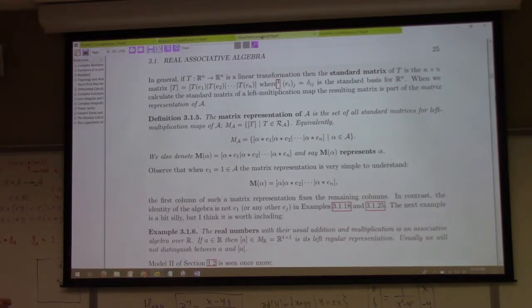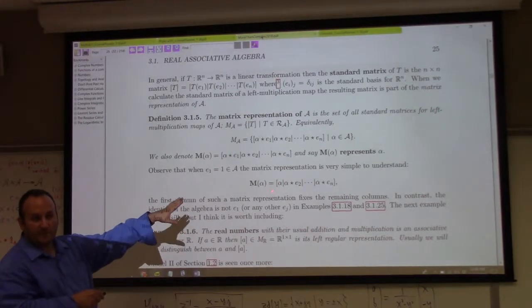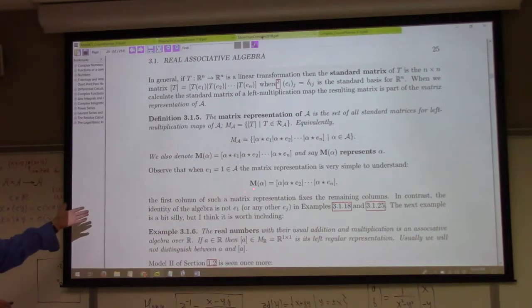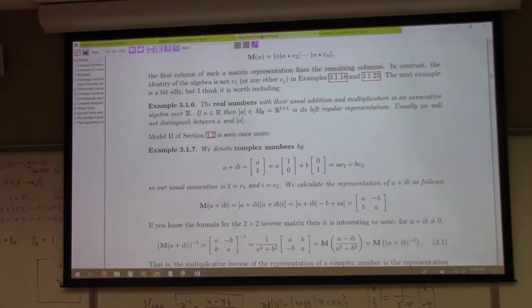All right. So the nicest case, in fact, in all the examples I wrote on the board so far, the identity for the algebra was the first standard basis element. So like (1, 0, 0, 0) is equal to 1. In that case, the first column in the regular representation is just the number that we're representing. And so the representation you calculate just like this. It's very simple. A stupid example is 3.16, where I point out that a real number is its own regular representation.